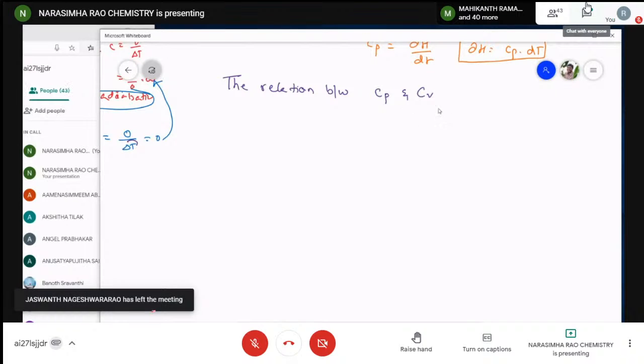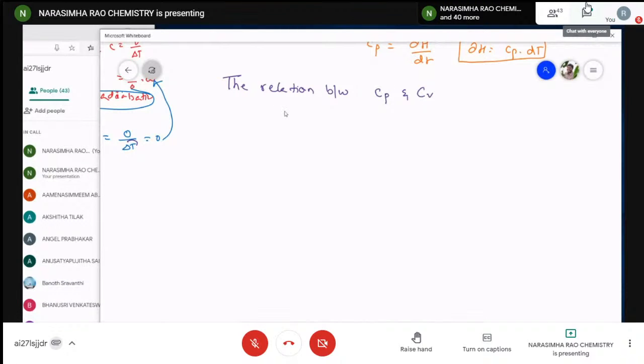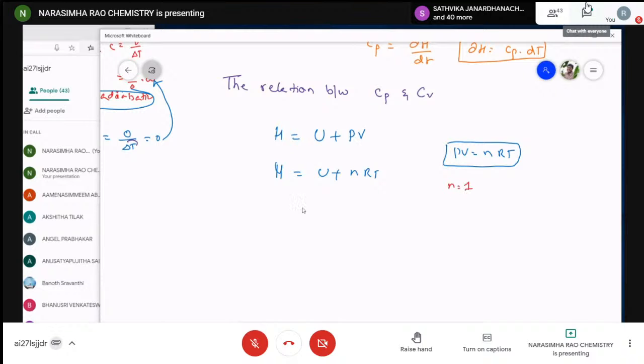Now Cp and Cv. According to the enthalpy definition, H is equal to U plus PV. We know that. We know that PV is equal to nRT. It's clear. Now I am differentiating, taking 1 mole. If n is equal to 1 mole, then H is equal to U plus RT.